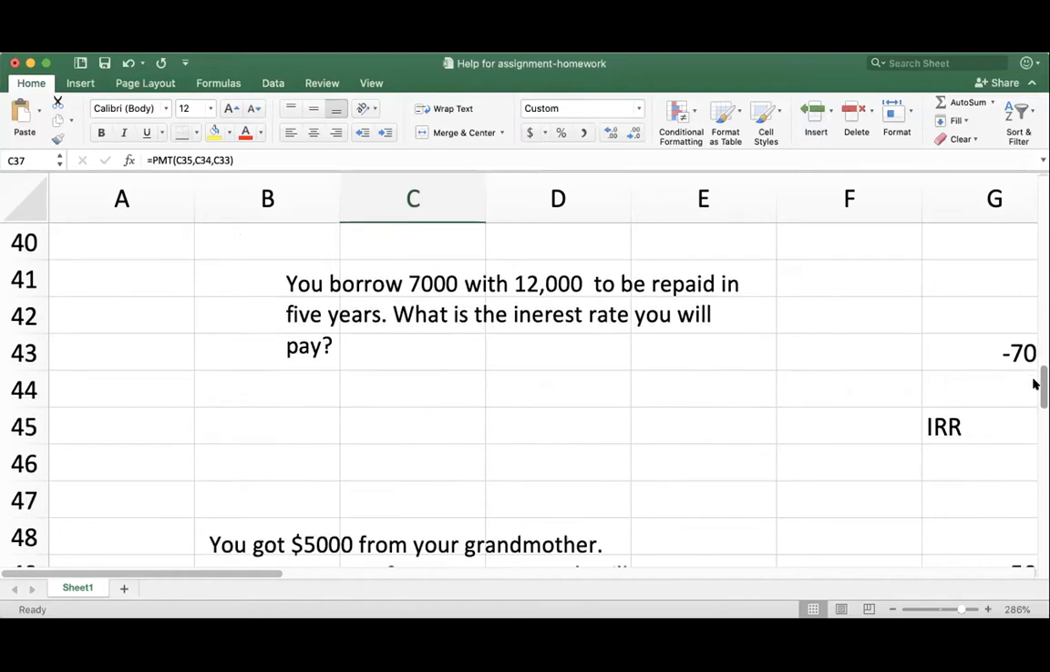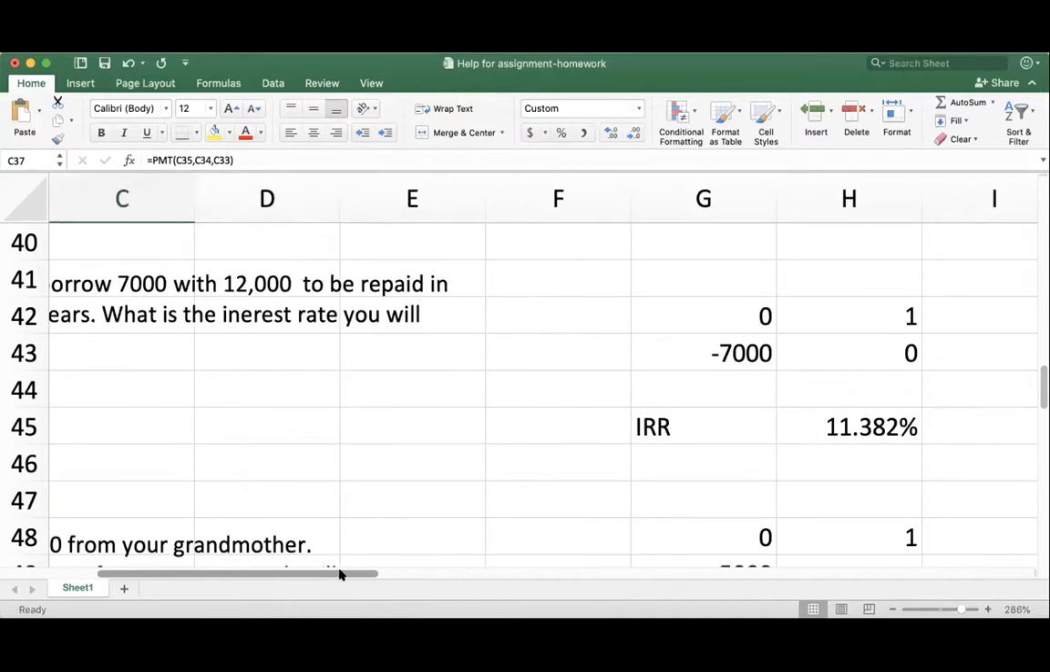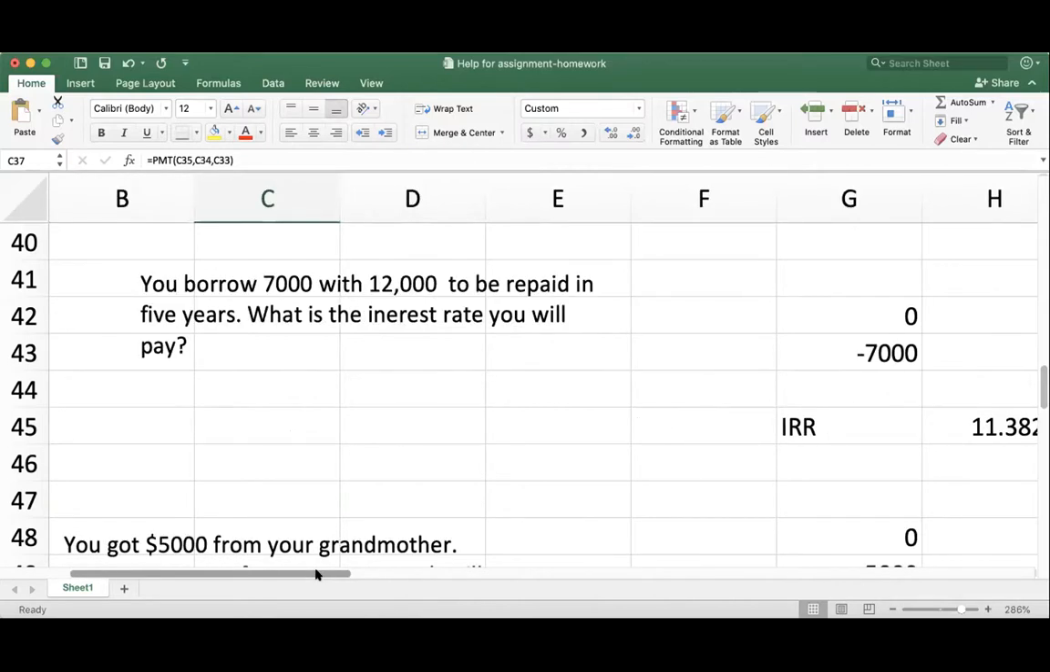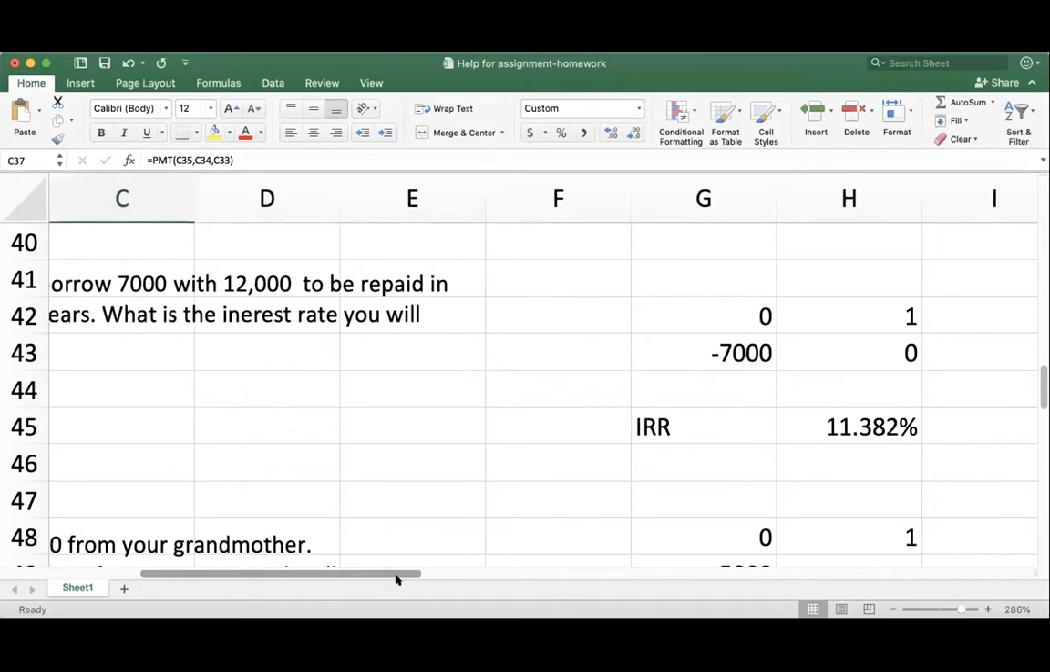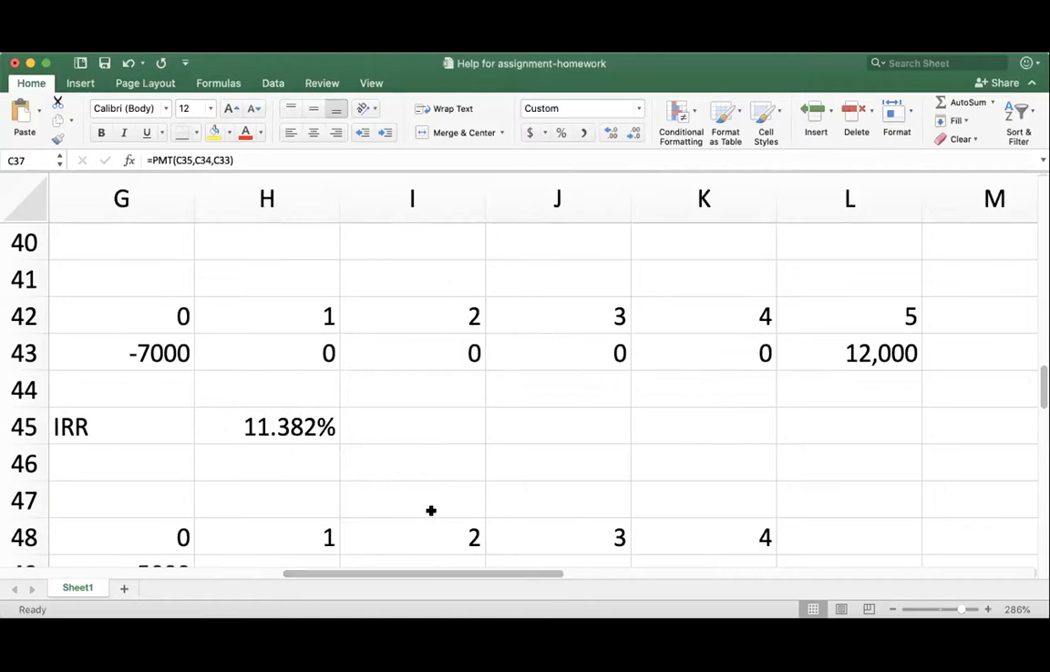Okay, so here's another question. I made up some questions. So if you borrow $7,000 with $12,000 to be repaid in 5 years, what interest rate were you paying? Again, you just set it up as an IRR, and some of you still are not able to do this. So you borrowed $7,000 and you paid back $12,000. I think it would also work if you put a positive sign on this and a negative sign on that. It's just going to calculate that interest rate, and we're paying 11.382% on that loan.